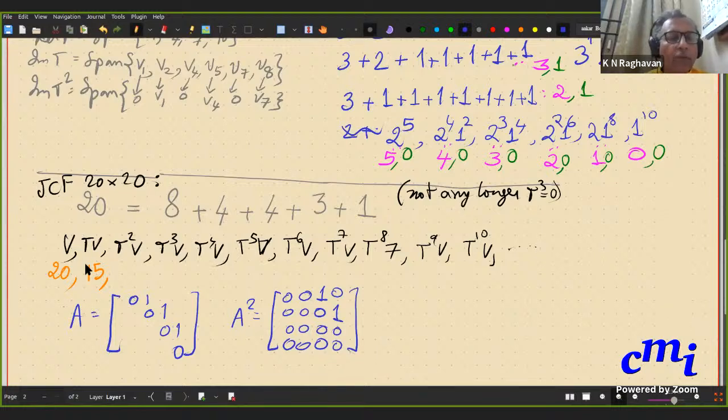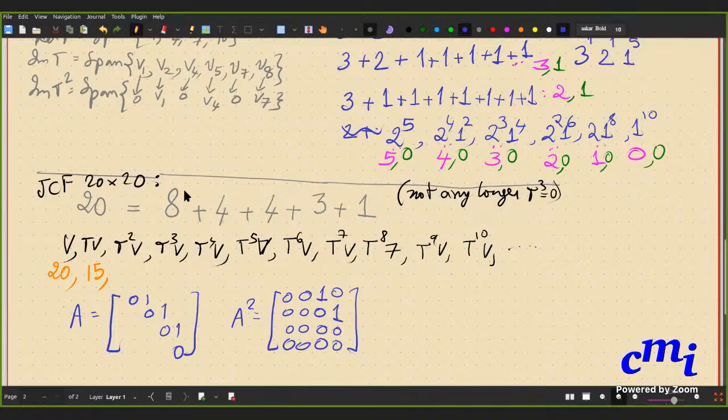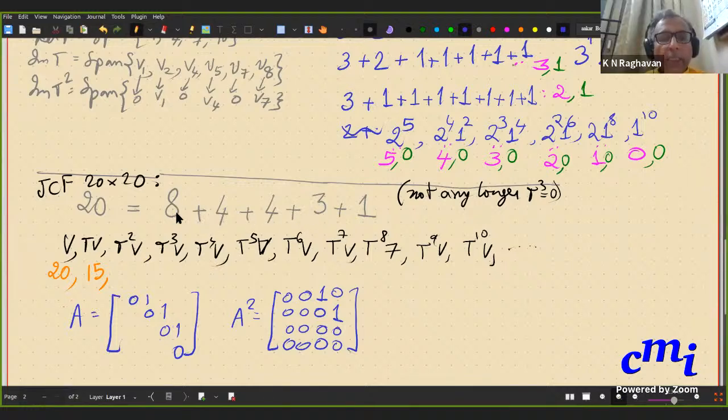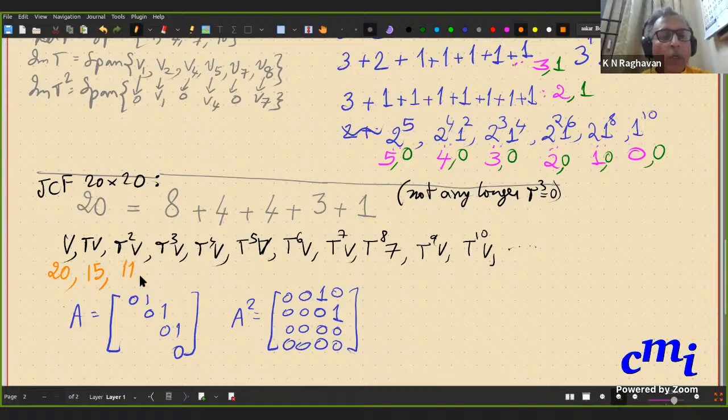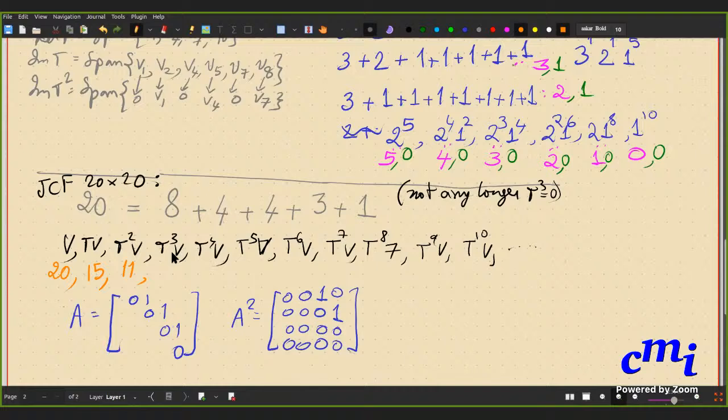So in general, the way you got this 15 is that there is a contribution of 7 from this, 3 from this, 3 from this, 2 from this, 0 from this. So it's 2 plus 3 plus 3 plus 7. That gives you 15. For T square, what should I do? You should remove 2 from this. So 6 plus 2 plus 2 plus 1, that's 11. And what about T cubed V? Subtract 3. So what do you get? 5, 1, 1. This is 7.